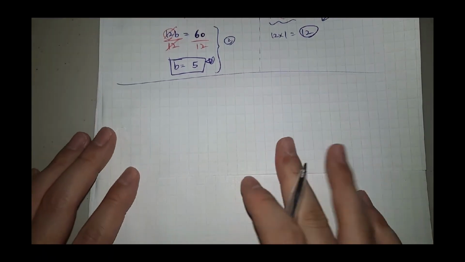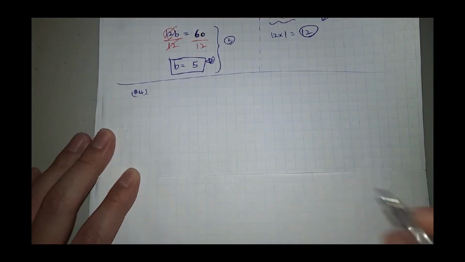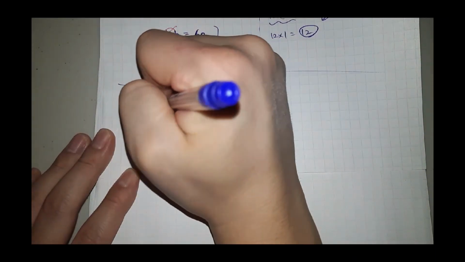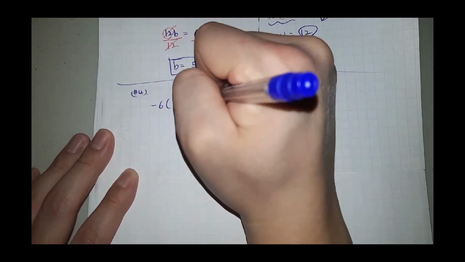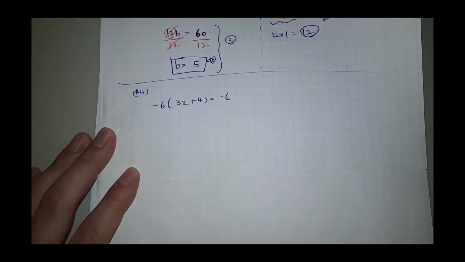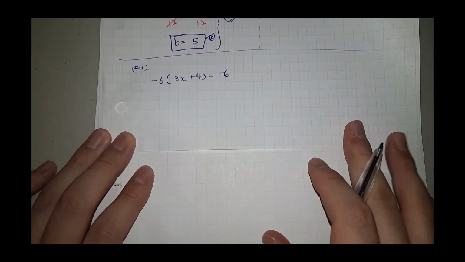Why not? Since we have a little space, one last example, example 4. What if you have negative 6 times the bracket 3x plus 4 is equal to minus x? Sometimes people really freak out when they see negative numbers as a monomial.